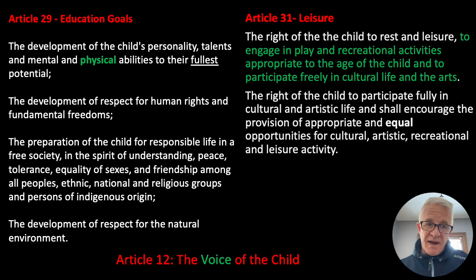The one on the left is called the Article 29, the education goals. So that's the statement about schools and what they should be doing for children. And just read the first line. The development of a child's personality, talents, mental and physical abilities to their fullest potential. That's what schools are supposed to do. So movement is part of that because it's physical. And you can read the rest of it there, which is all very important, like connections to nature and the like.